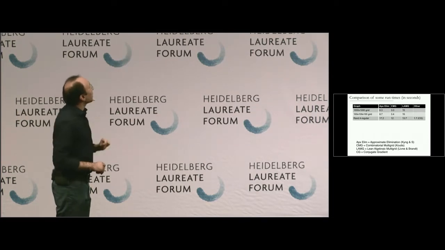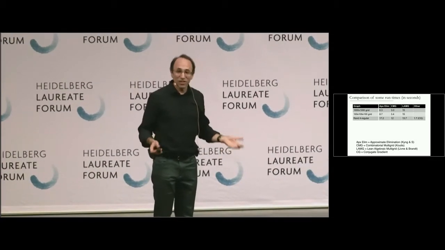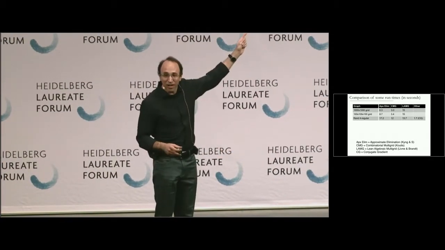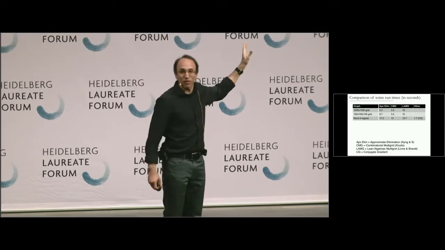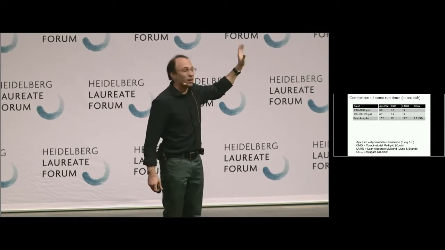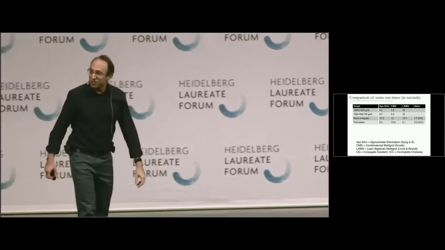Now CMG and LAMG both beat our approximation algorithm, but I don't feel so bad because there's another algorithm called the conjugate gradient, which is 10 times faster on these systems. And the conjugate gradient is a classic. If you want to solve random systems of equations or systems of equations in random graphs, that's what you use. How about a preferential attachment graph?